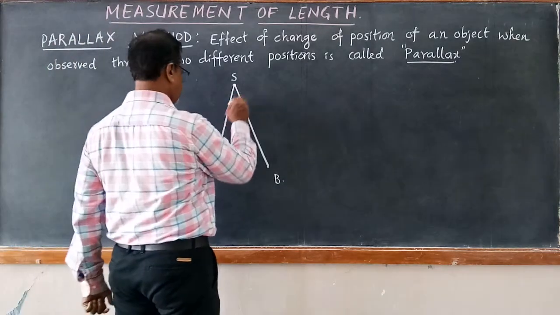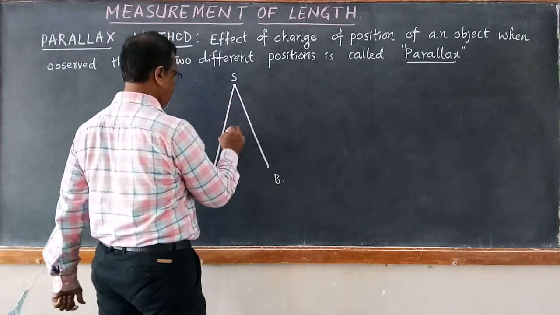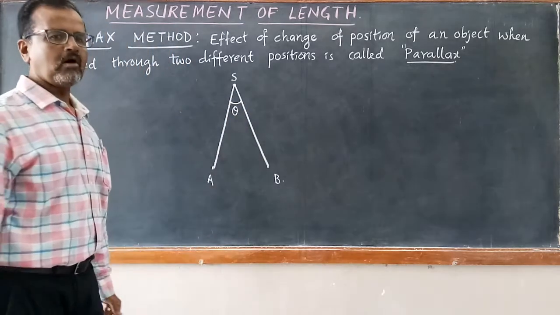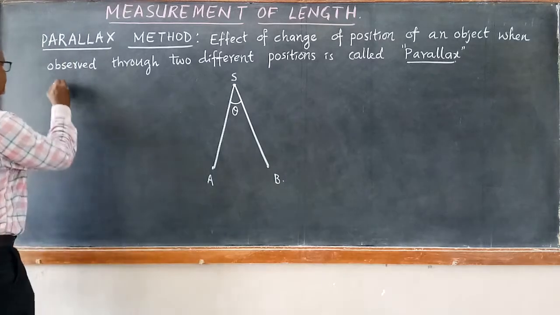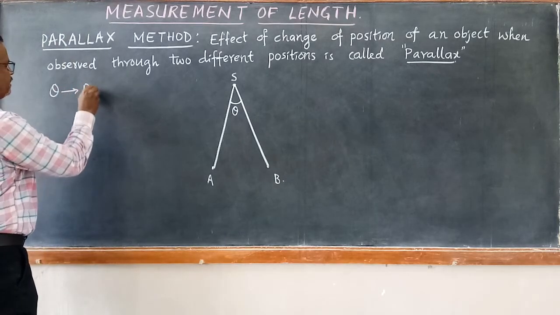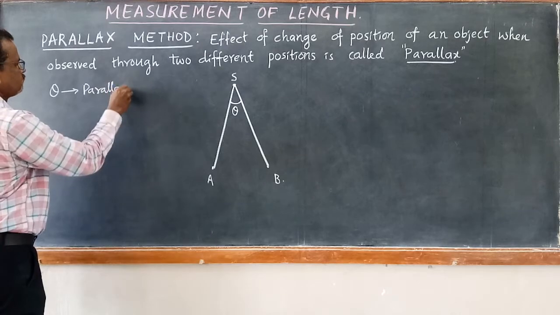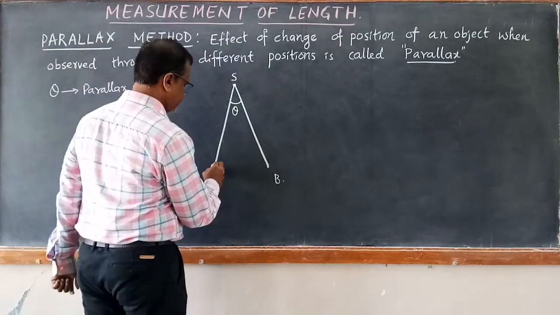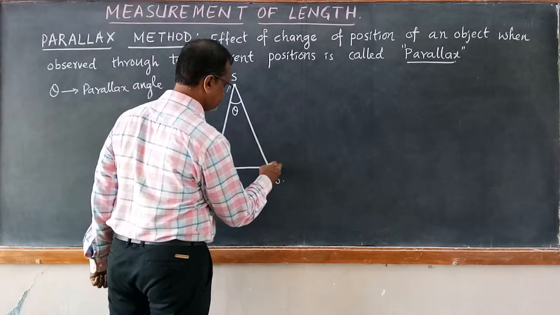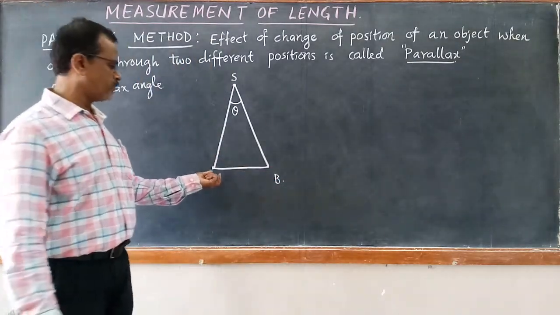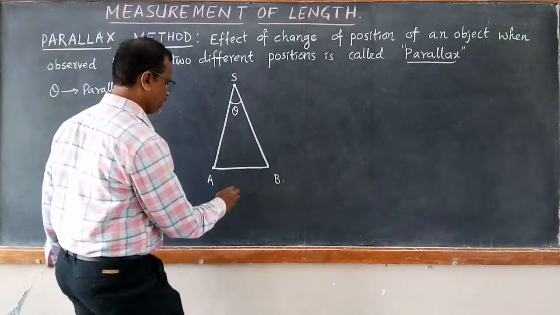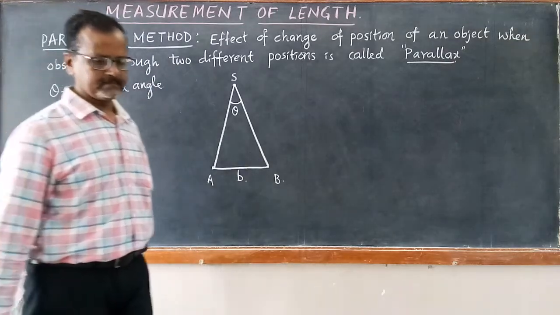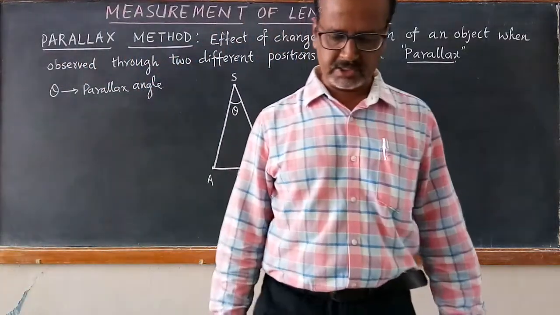The angle between BS and AS is called the parallactic angle or parallax angle. Theta is called the parallax angle. The distance between the two points of observation is called the base. The base is denoted by b.